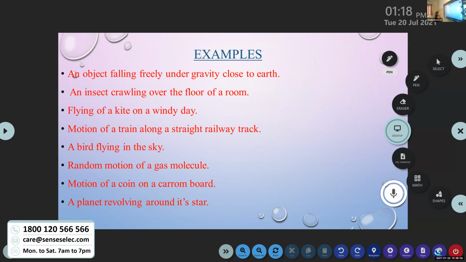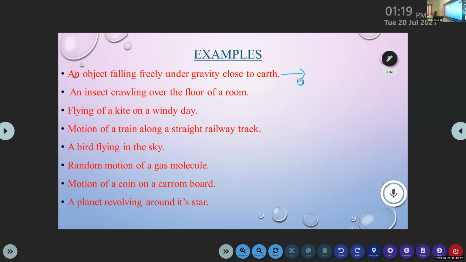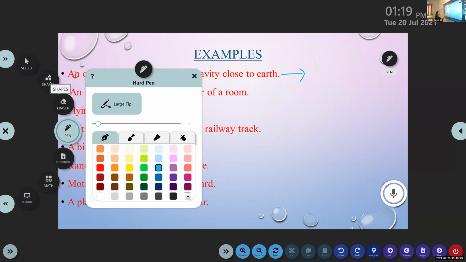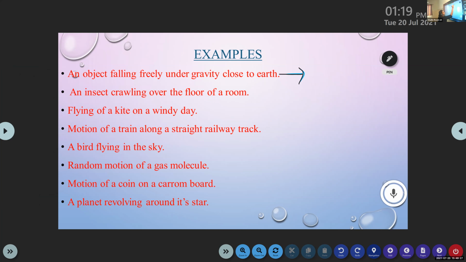Can you identify the first type of motion? An object falling freely under gravity close to earth. 1 dimensional. Can you say it much louder? 1 dimensional. An object falling freely under the gravity close to earth is an example for 1 dimension. Very good. A freely falling body is an example for 1 dimension motion. Good. It is one-dimensional motion.